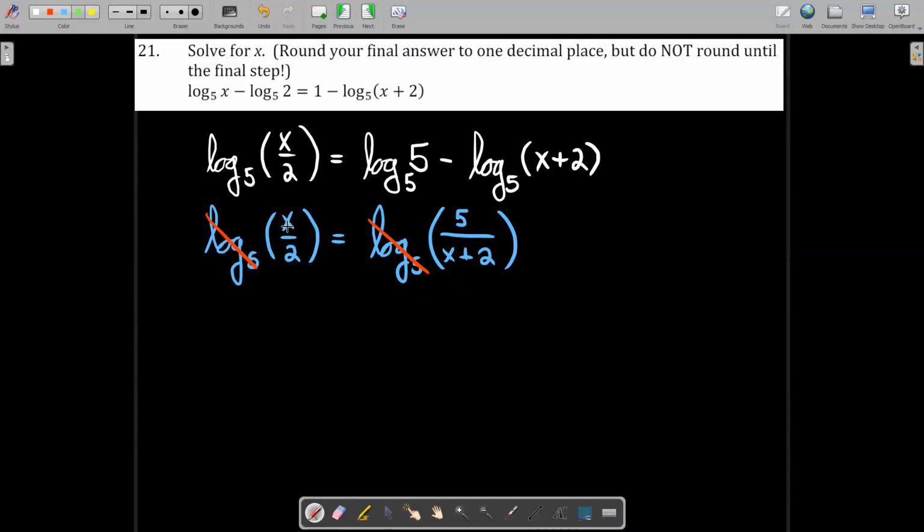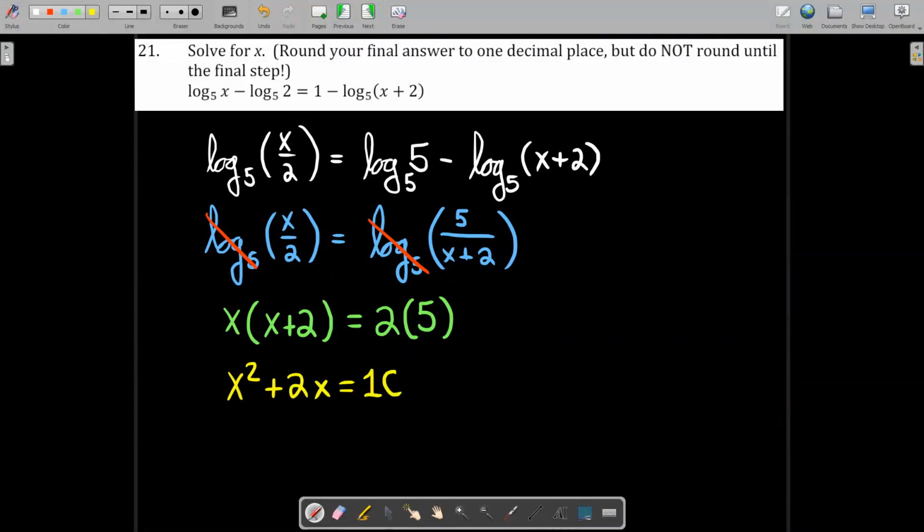So on the left side, we do x times x plus 2. On the right side, we're going to do 2 times 5. If we simplify this out, that becomes x squared plus 2x equals 10. Then we solve this quadratic equation by moving everything to one side, set it equal to 0. x squared plus 2x minus 10 equals 0.